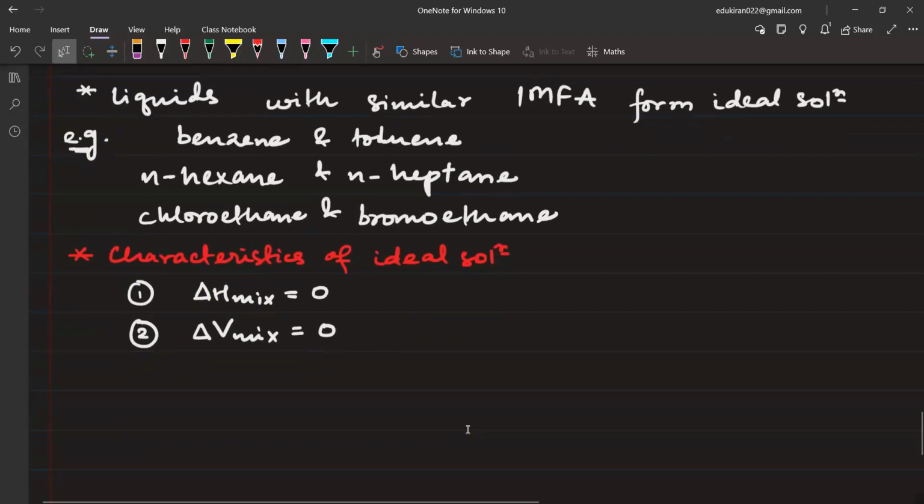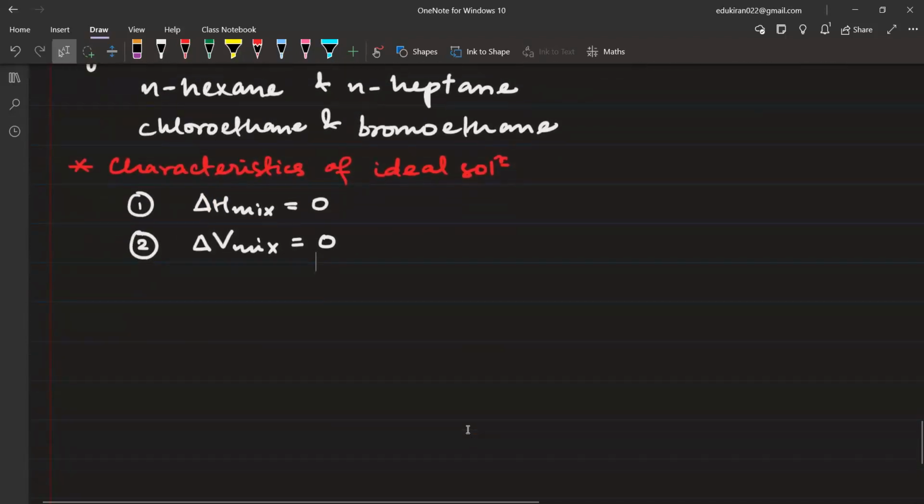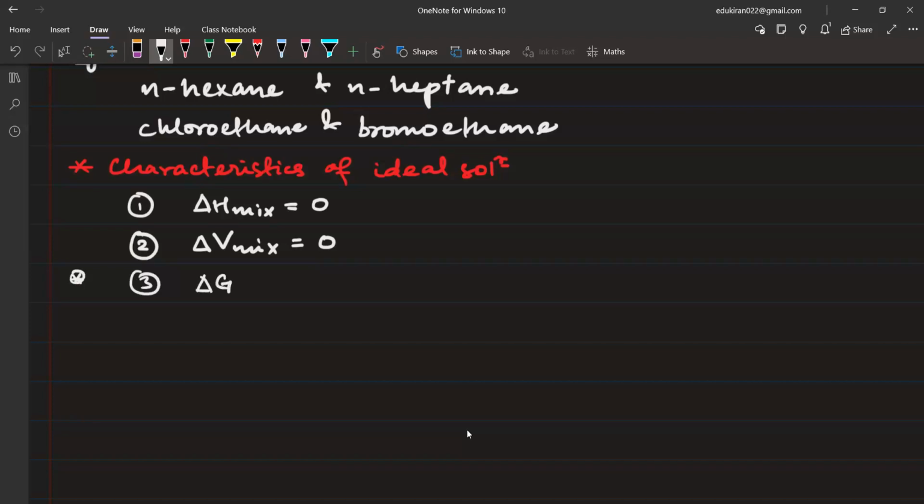There are two other things that you can write regarding delta G and delta S, right? See, these are not important for your board examination. Those who are preparing for NEET or something: delta G of mixing will be negative, and the entropy of mixing is always positive. So delta S mix will be positive. So entropy increases when we are mixing them.